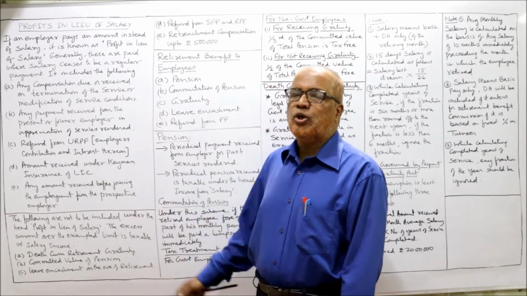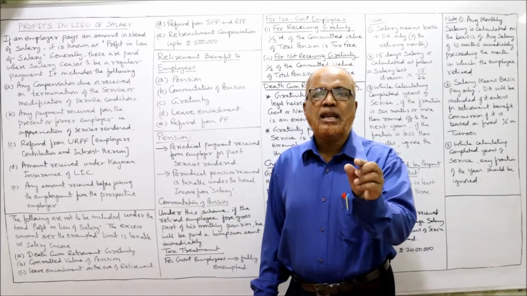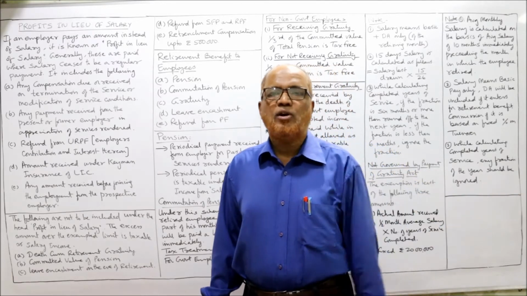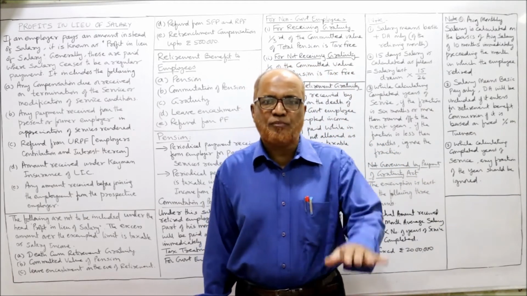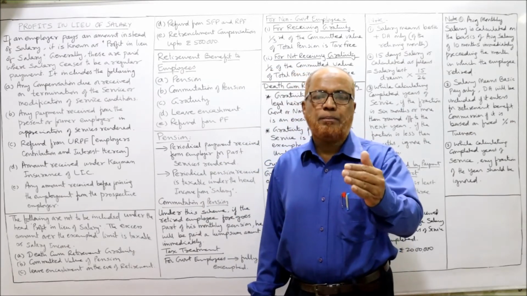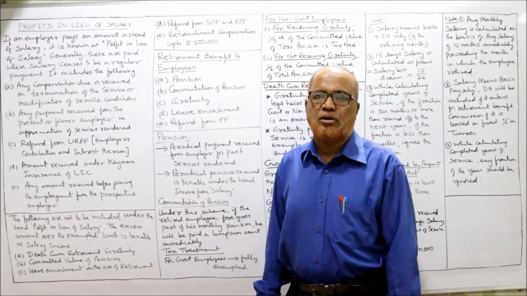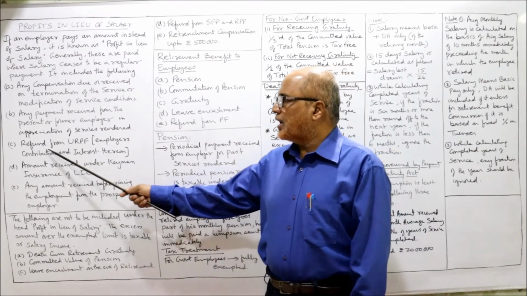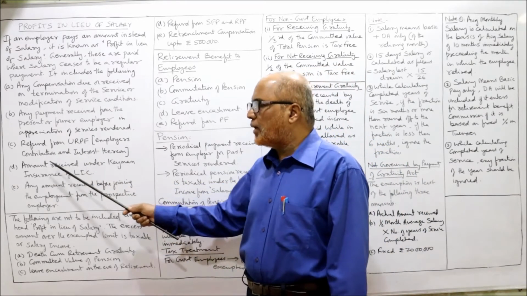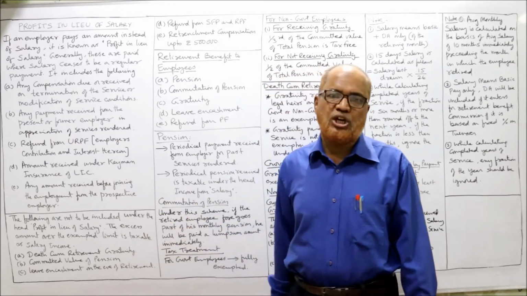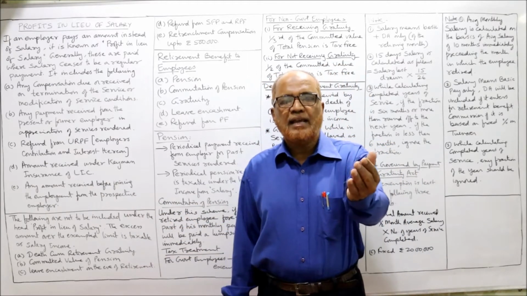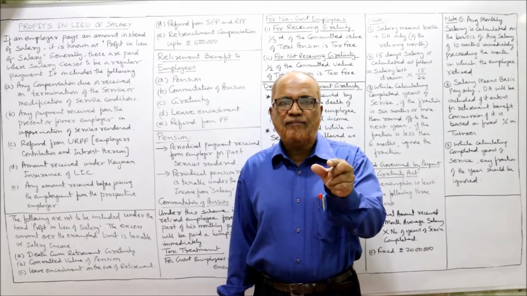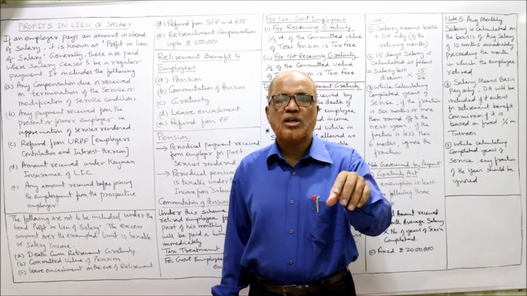Third one, refund from URPF, unrecognized provident fund. What is provident fund? In the next video I'm going to explain the different types of provident fund: RPF, URPF, SPF, PPF, etc. So, refund from URPF: the employer's contribution and interest thereon.